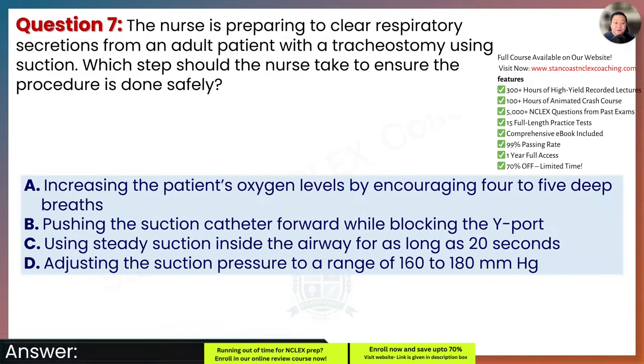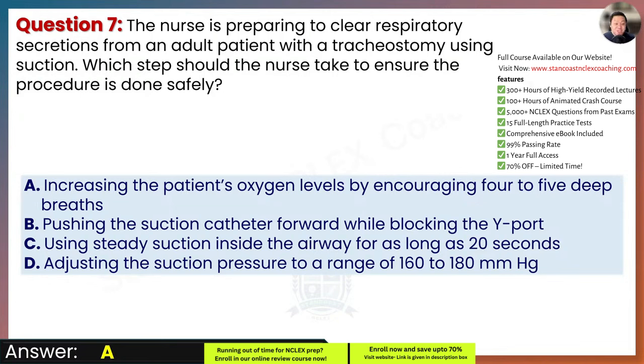All right, the correct answer here is letter A. And why is that? Well, when you are suctioning this patient with a tracheostomy, the priority is to ensure oxygenation while minimizing trauma to the airway. And that's why the best answer is option A. This can increase their oxygen levels. And take note that suctioning itself can remove both the secretions and the oxygen. So if you're pre-oxygenating the patient, this can help prevent the hypoxia.